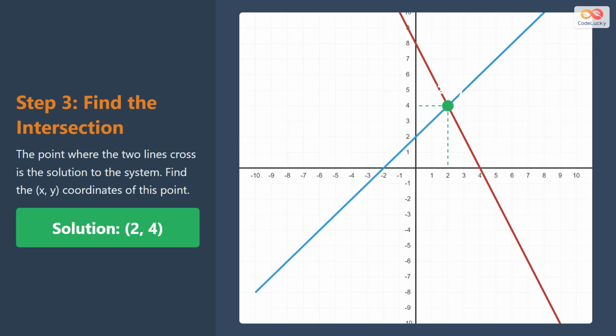The third step is to find the exact point where the two lines intersect. By looking at the graph, we can see that the lines cross at the point where x is 2 and y is 4. This is our potential solution.